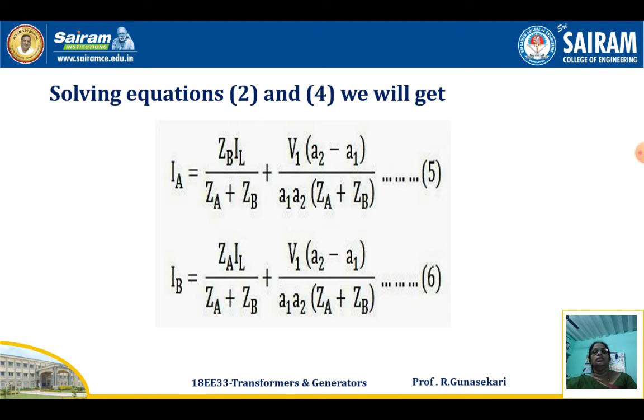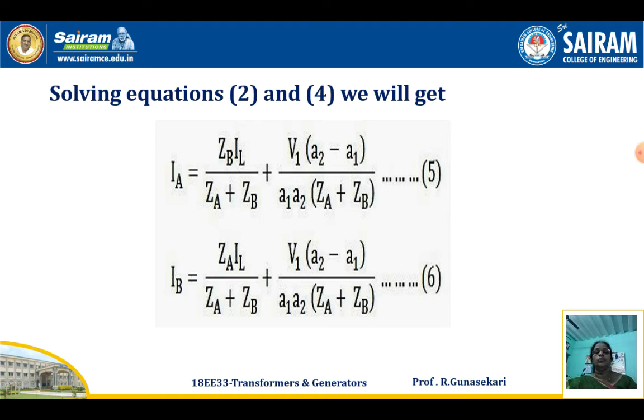Now we are solving equations 2 and 3. Finally we will get the current supplied to the load by transformers A and B, IA and IB. So IA equal to ZB IL divided by ZA plus ZB, plus V1 into A2 minus A1 divided by A1 A2 (ZA plus ZB). Similarly, IB equal to ZA IL divided by ZA plus ZB, plus V1 (A2 minus A1) divided by A1 A2 (ZA plus ZB). These are equations 5 and 6.